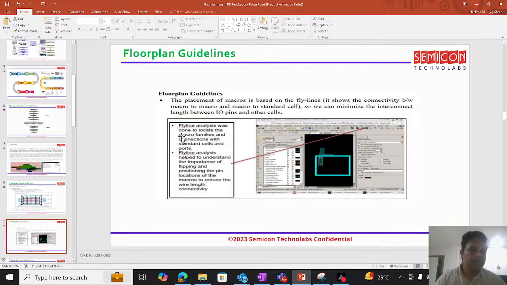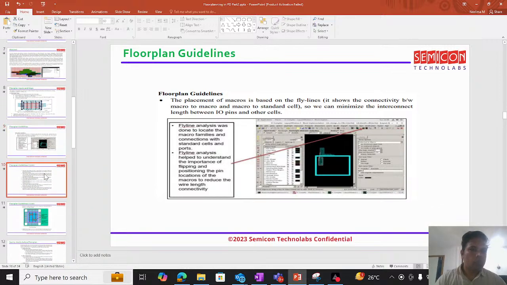So step one, which is defined here, is first to come up with the macro locations based on the data flow fly lines. Once you come up with the macro placement based on the data flow fly lines, step two is to come up with the orientation of the macros. The location will remain the same, but the orientation has to be changed. For this orientation, the first preference is to make sure that it follows the poly unidirection rule.